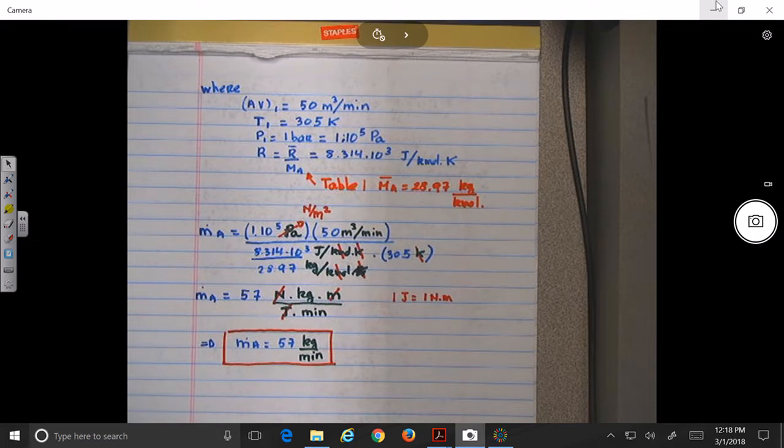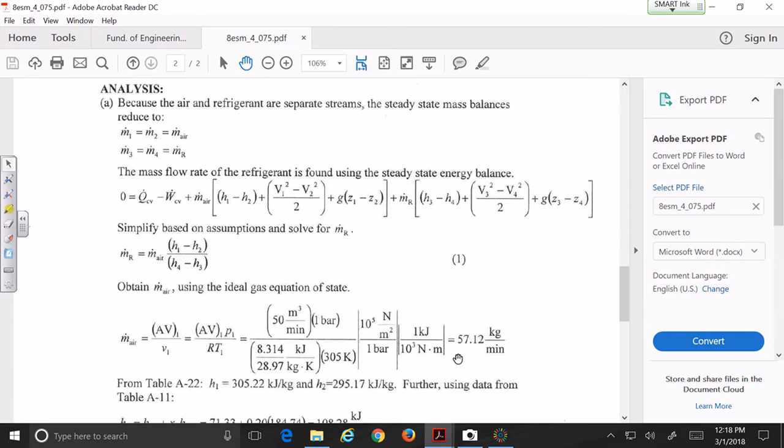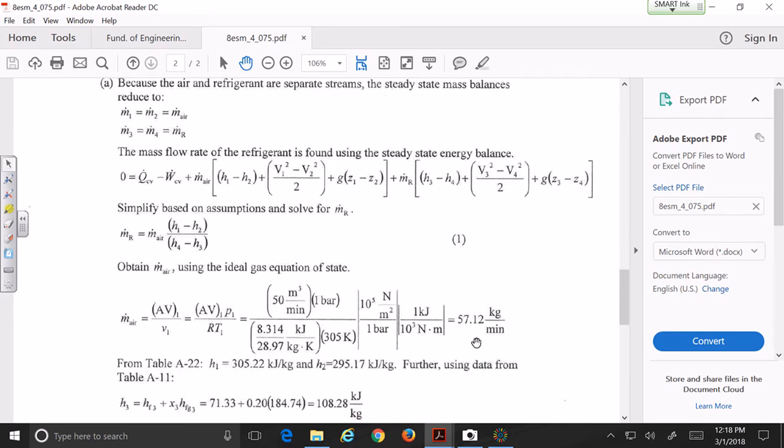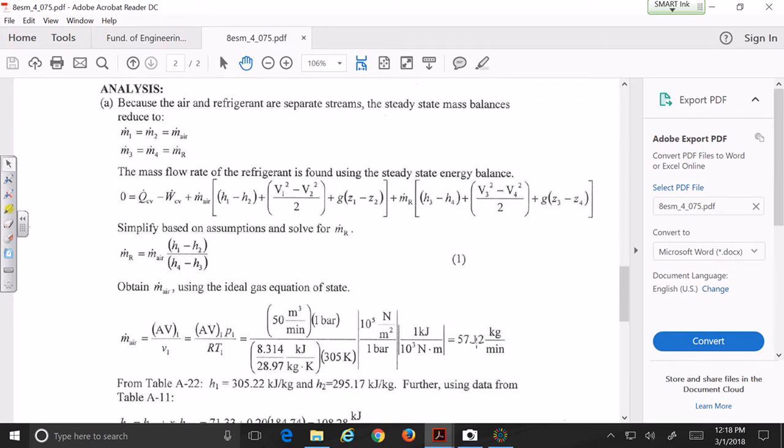Okay. 8.314. No, I thought it was joule per mole. What are they, moles or kilomoles? You multiplied it by 10 to the 3, so it makes it kilomoles. Or whatever. Okay. I mean, we can go check. I have to open it. So let's see what they are in the solutions. 57.12. Okay. So that's for the air. Okay. So we're good.